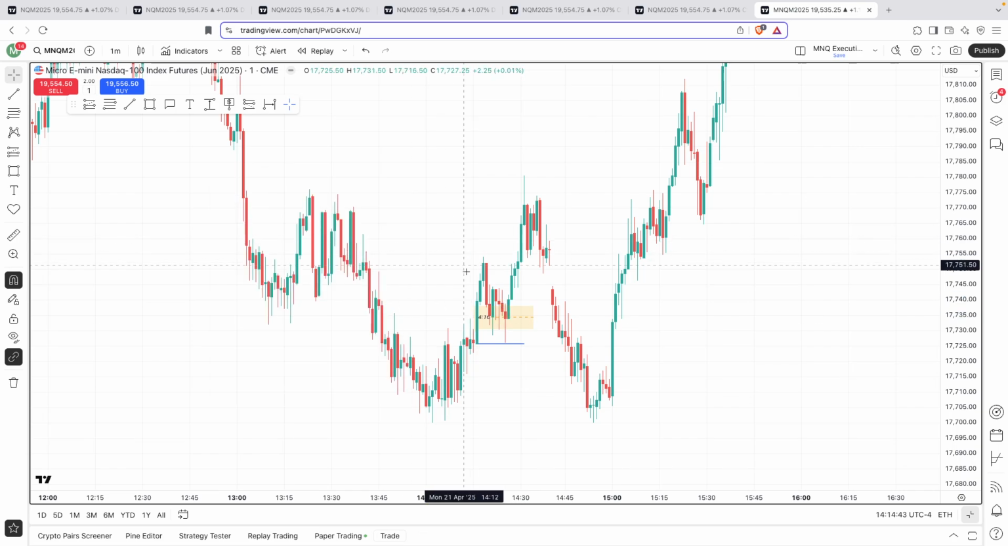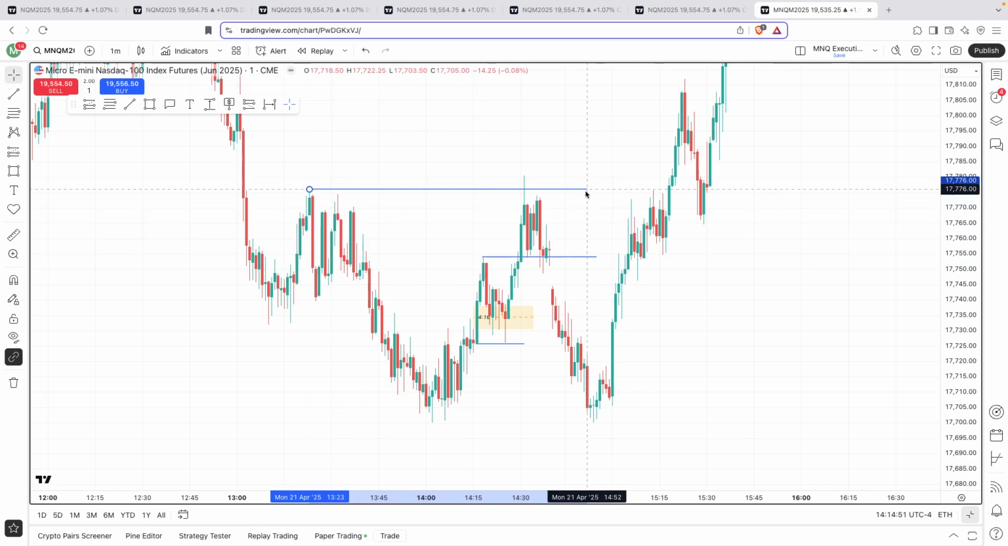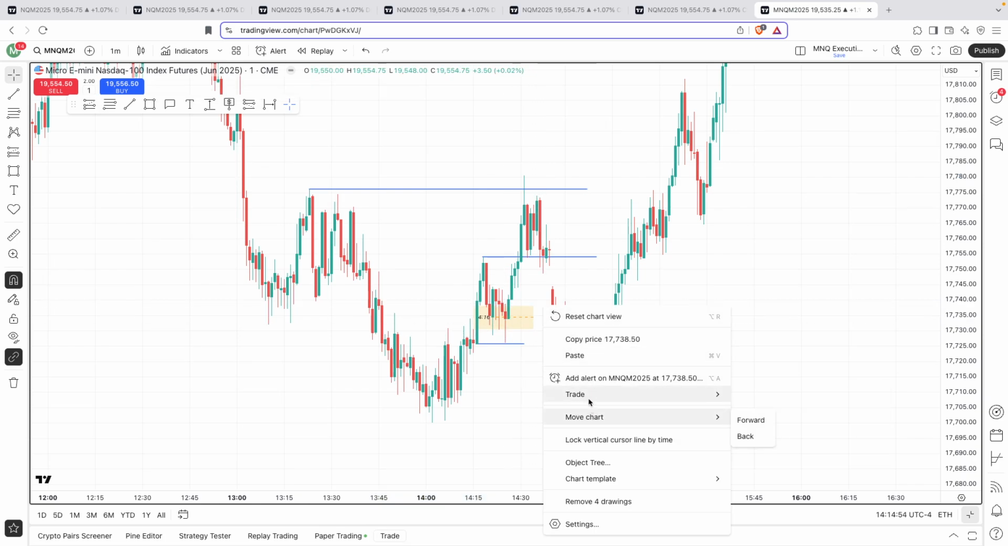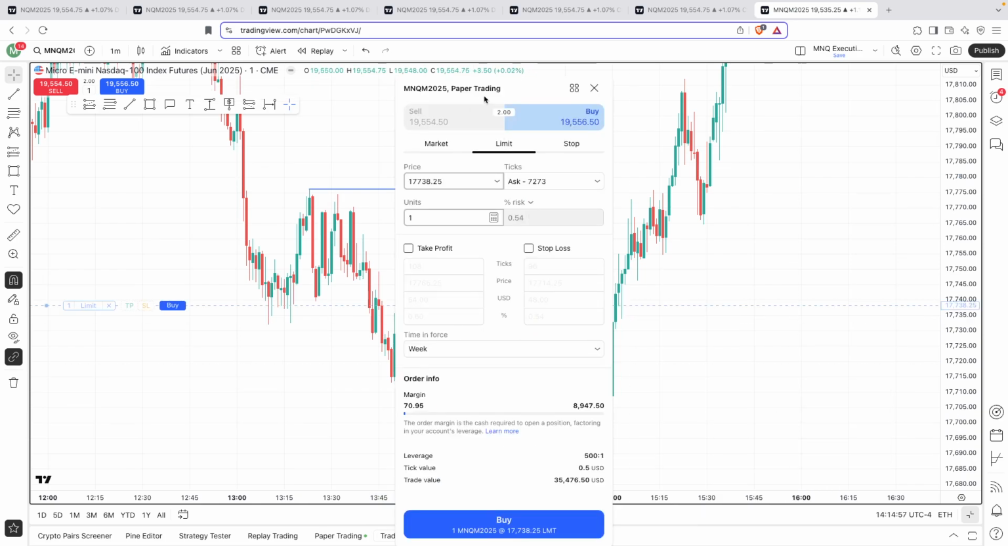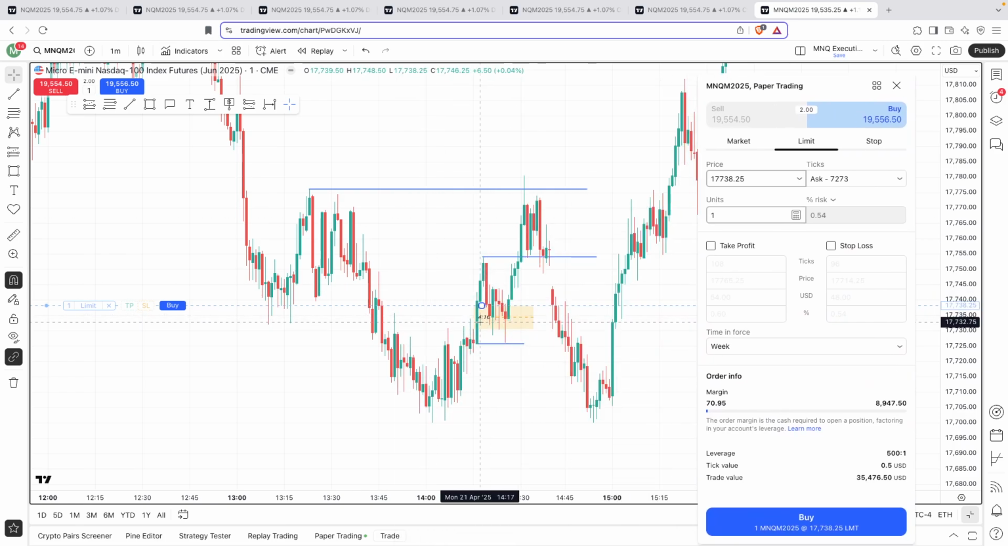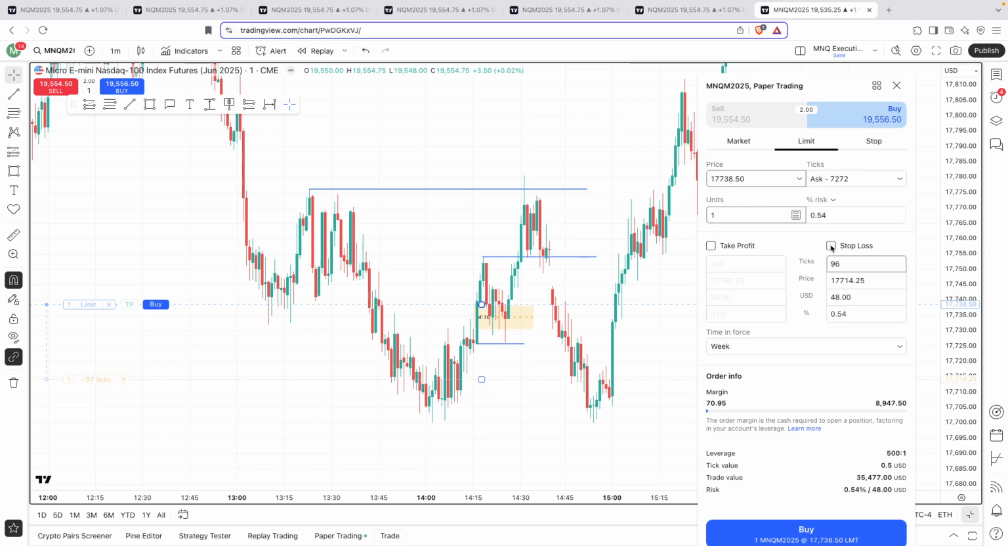And then we target the swing high, and then we would target this swing high. So if we take a trade over here, it will be like this. We would take a trade on this area at the low, so that will be 17,738.25. And usually I suggest going one tick above it to make sure we get filled. Stop loss is below the low of this candle, 17,725.75.